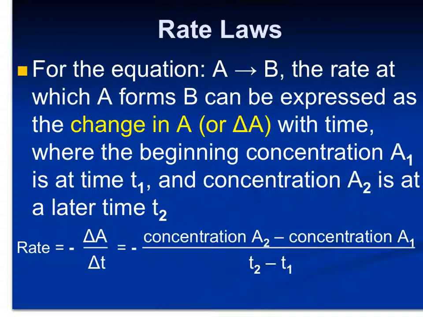So when looking at chemical reactions, we like to write rate laws for them. They can help determine the speed of the reaction. So here it says for the equation A, your reactants, turning into B, products, the rate at which A forms B can be expressed as the change in A, or delta A, with time, where the beginning concentration is A1 and the beginning time is T1, and the concentration final is A2, and the final time is T2. So you can see that rate is the change in A's concentration over the time that happens.